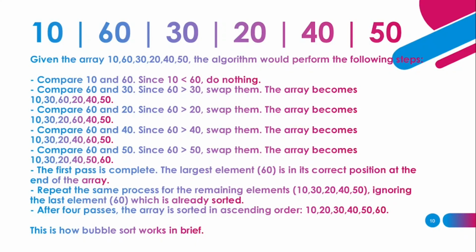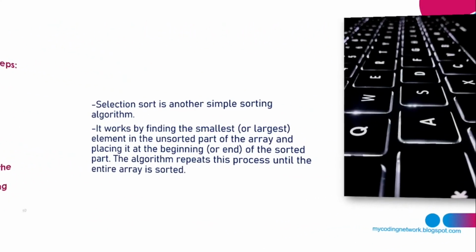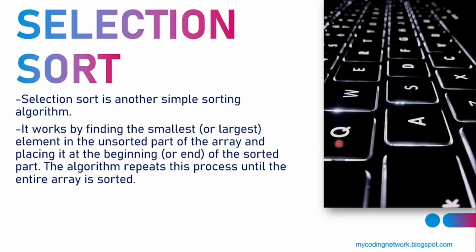So let's start from where we left in the previous video. After bubble sort, we have selection sort, which is again another simple sorting algorithm. In selection sort, the entire array is divided into two parts. One part is going to be the sorted part, and the other part is going to be the unsorted part. So let's understand how it works.